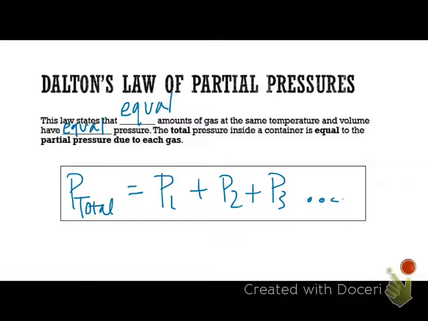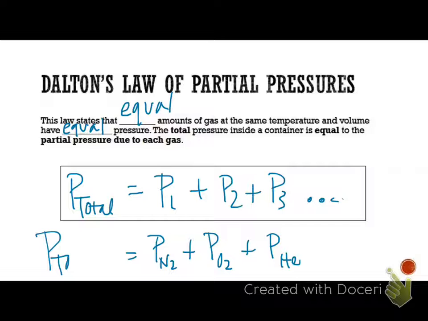If I was doing this in an actual real problem, I actually wouldn't put P1, P2, P3. I would put the symbol of the gas. So let's say I had nitrogen, oxygen, and helium. I would say P(N)2 plus the partial pressure of oxygen plus the partial pressure of helium, and that would be equal to P total. Okay? It's one of the easiest laws there is because we're just adding. Okay? So let's do a couple of examples.